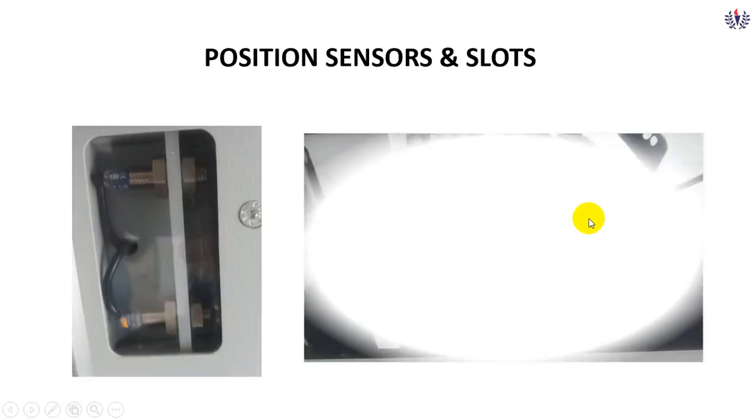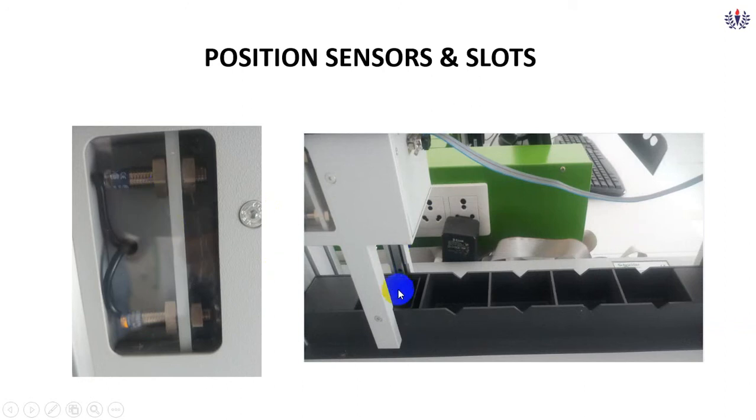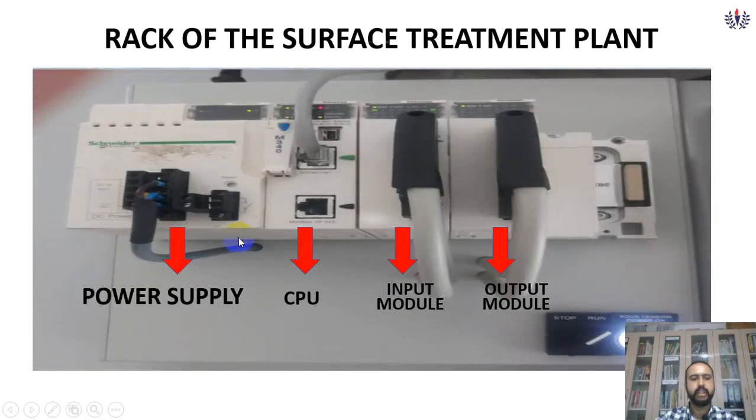We also have the position sensors: this is the low position, this is the high position sensor, and slot 1, slot 2, slot 3, slot 4 and slot 5. These are all the various slots. We also have the rack for the surface treatment. This will be the power supply unit and this will be the central processing unit where all the controls are given. Here we are communicating with the Ethernet port, and this is the input module DDI 3202K and DDO 3202K is the output module. These are all the rack components which do the PLC function.